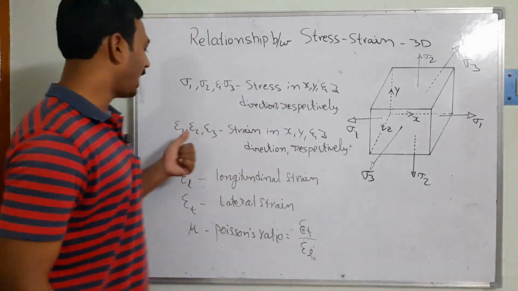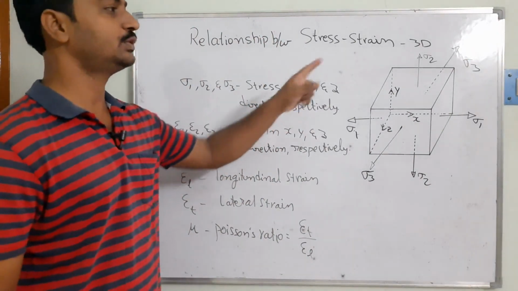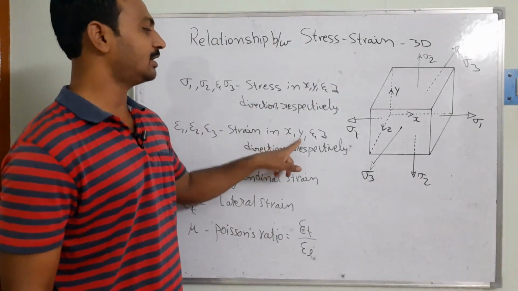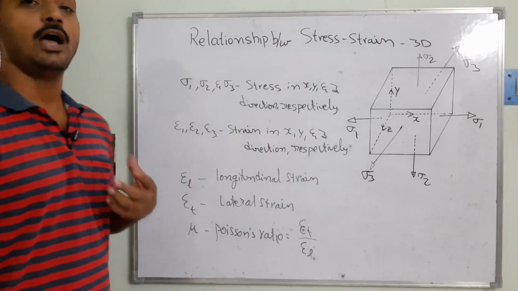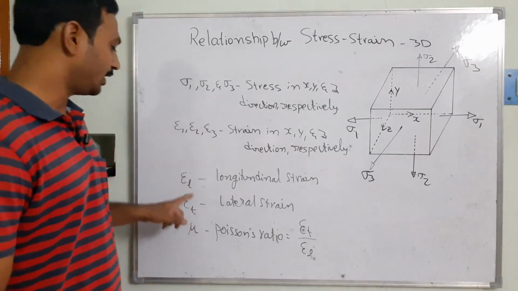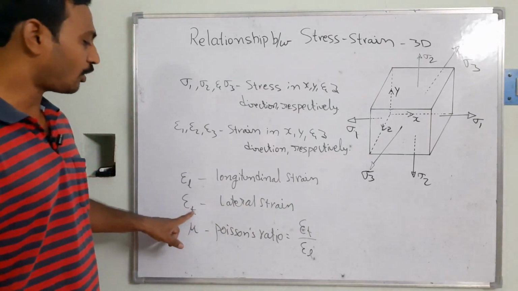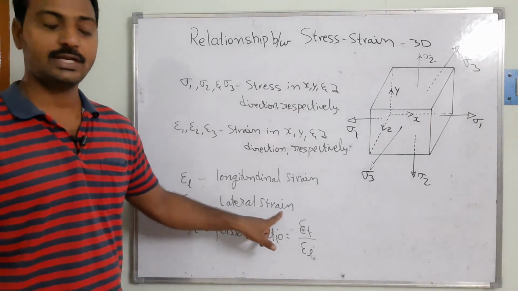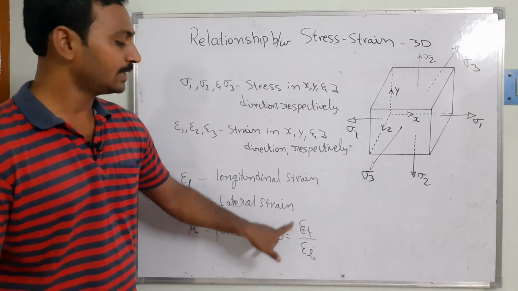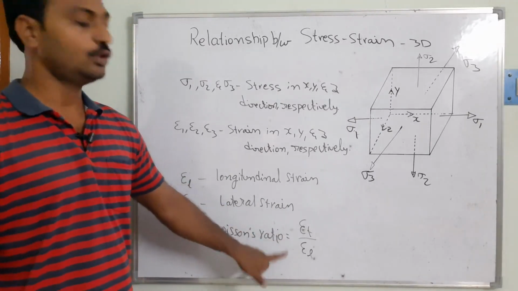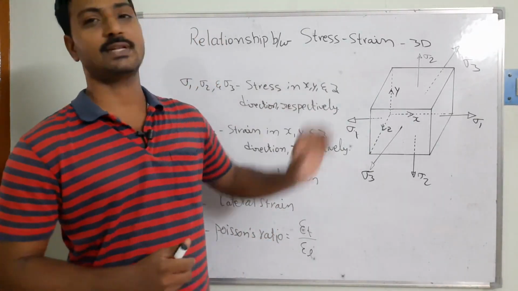Similarly, we have epsilon 1, epsilon 2 and epsilon 3. These are the strains developing due to the stress in the body, in the x direction, y direction and z direction respectively. A few more terminologies we use: epsilon L indicates the longitudinal strain, epsilon T indicates the lateral strain, and mu is the Poisson's ratio, equal to the lateral strain divided by the linear strain. By using these terminologies, we find the relationship between stress and strain.